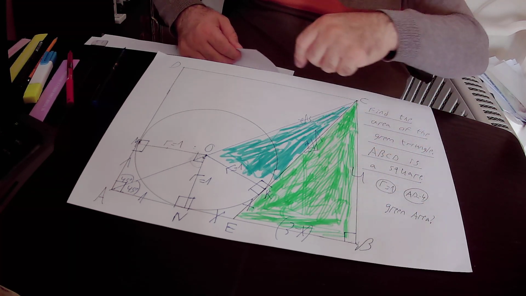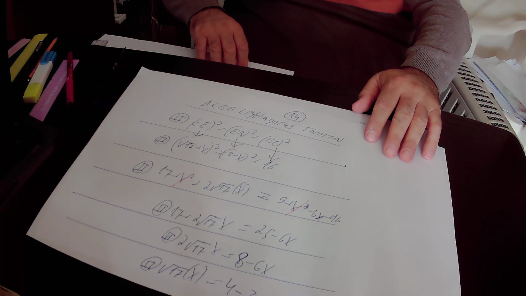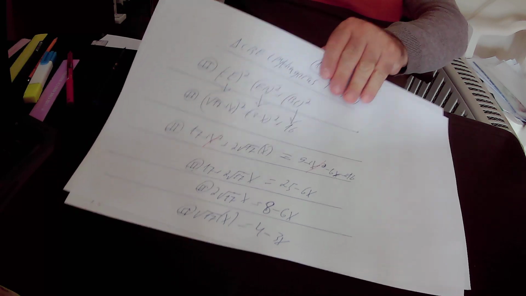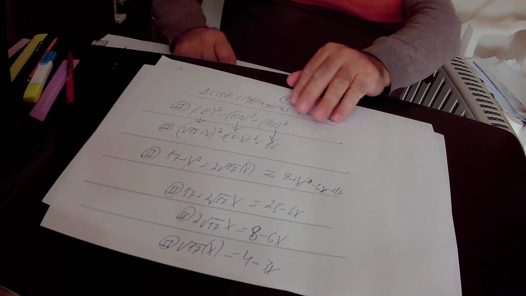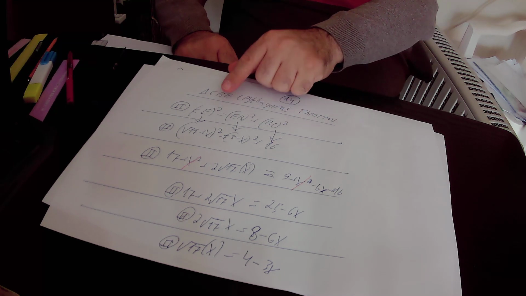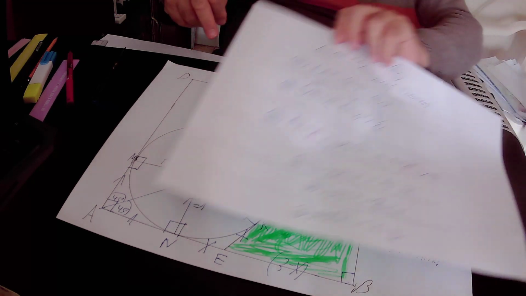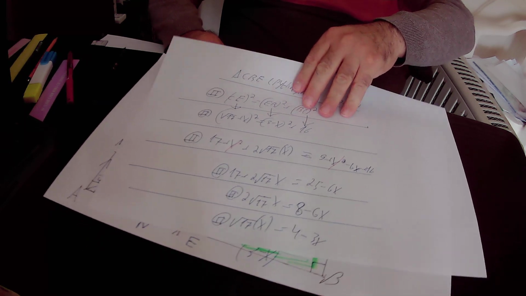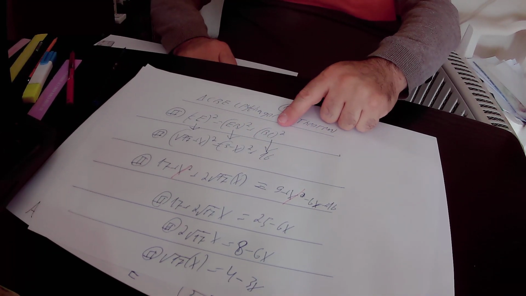So we implemented the Pythagoras theorem in the right triangle CBE. According to the Pythagoras theorem, the square of the hypotenuse equals the sum of the squares of the perpendiculars. The hypotenuse is CE, so its square is CE squared, and it equals EB squared plus BC squared. CE equals square root of 17 plus X, therefore CE squared equals (square root of 17 plus X) squared. EB equals 3 minus X, so EB squared is (3 minus X) squared, plus BC squared.